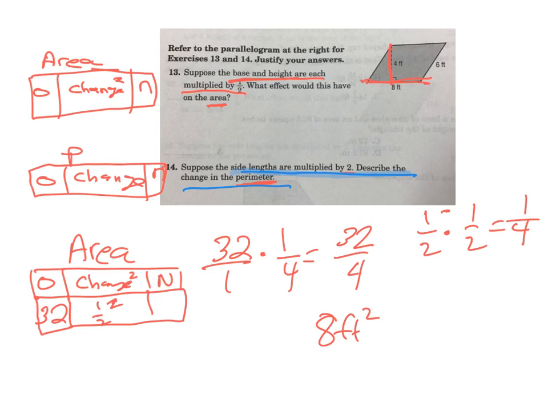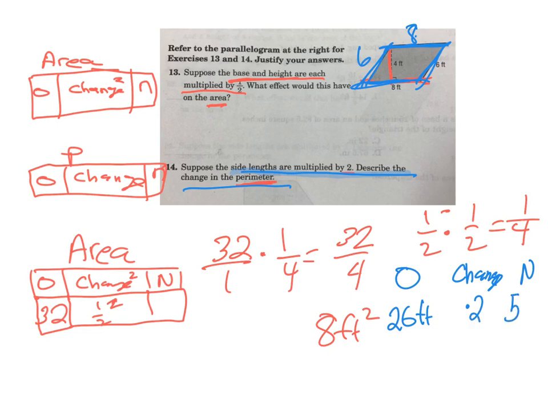So I know that if this is 8, this is 8. And if this is 6, this is 6. So it's old perimeter, then the change, not squared, and then it gives me the new. So the old is 8 plus 6 is 14, and I got to do that twice. 8 plus 6, 8 plus 6. So it's 28 feet. Now if it's multiplied by 2 times 2, the change is just times 2. And so the new would be 50.